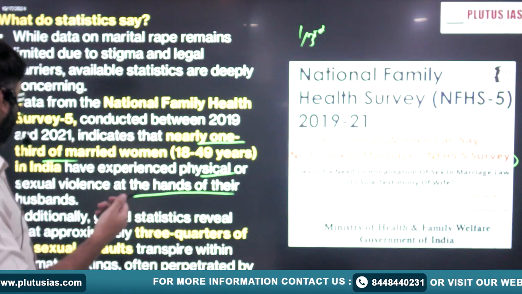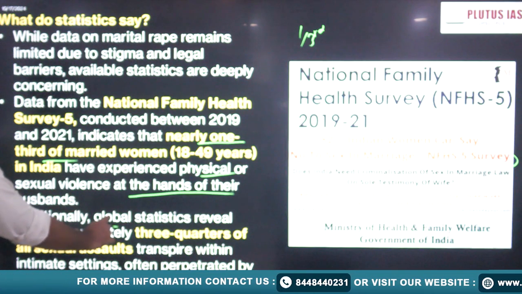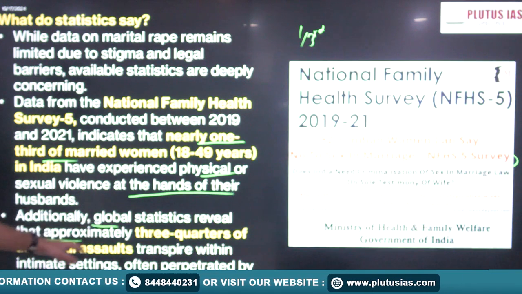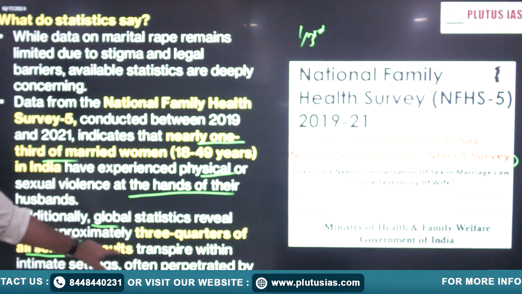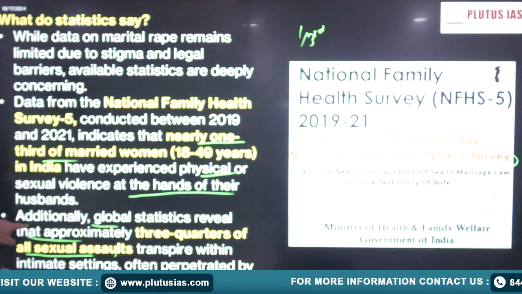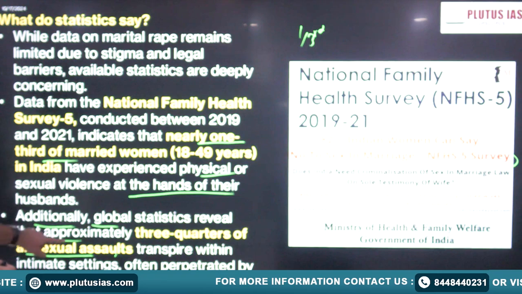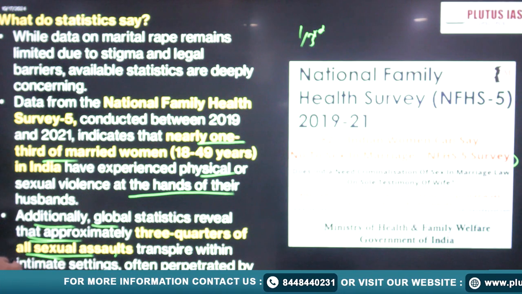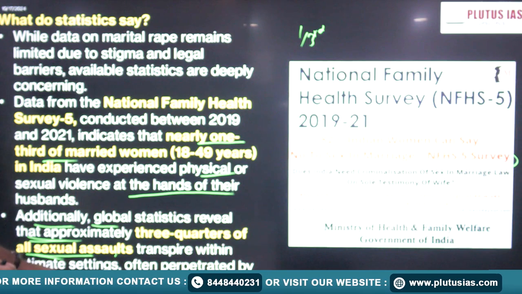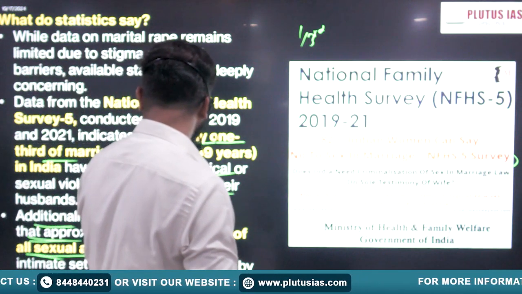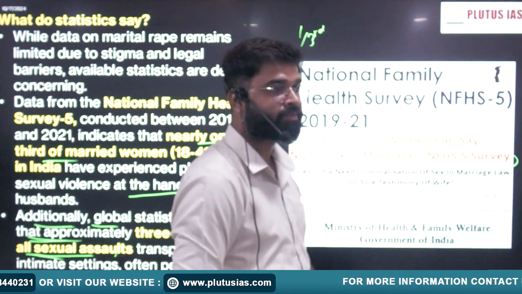Next thing, additionally, global statistics reveal that approximately 3/4 of all sexual assaults transpire within an intimate setting, often perpetrated by someone familiar to the survivor. This particular thing can be used in your essay paper.